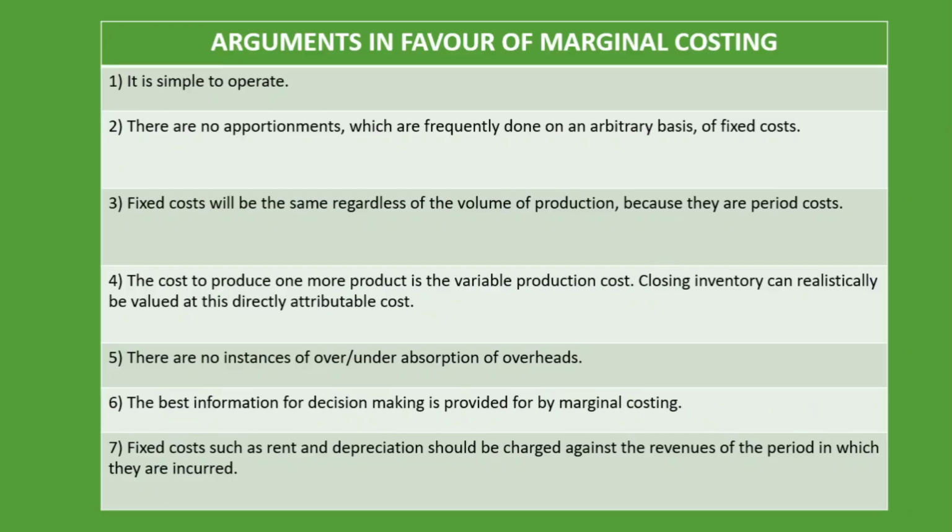And the last argument that we have here is that fixed costs such as rent and depreciation and many other costs should be charged against the revenues of the period in which they are incurred. I hope that has made sense and that you now understand the difference between absorption costing and marginal costing, and you know how to calculate the two.